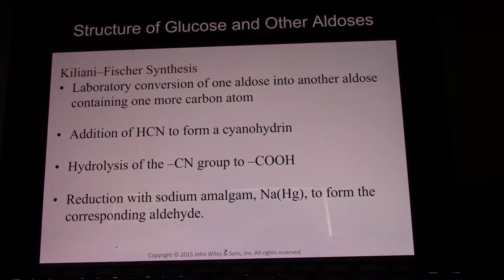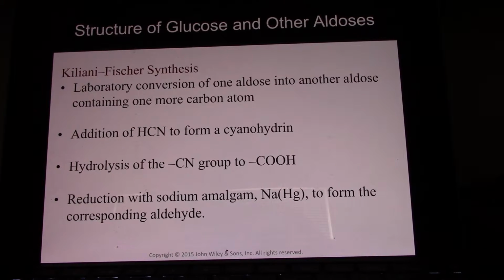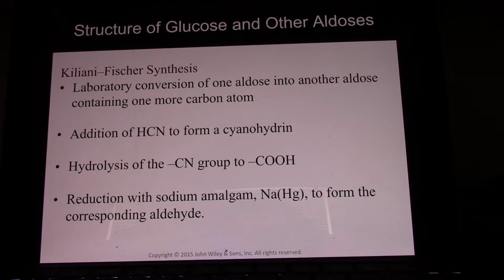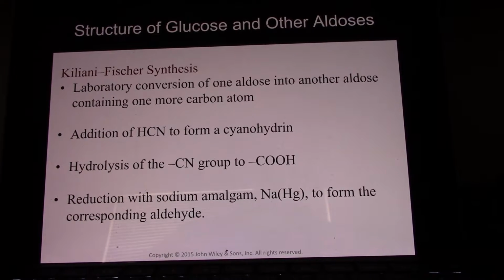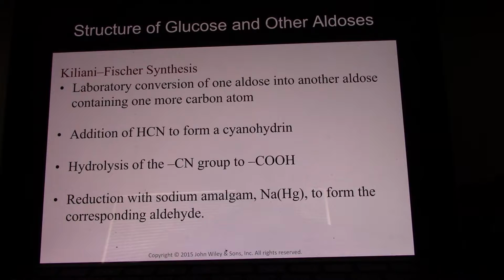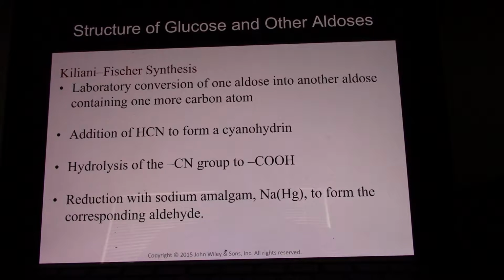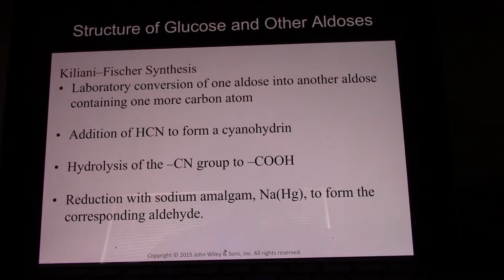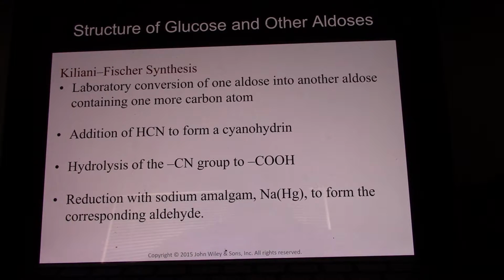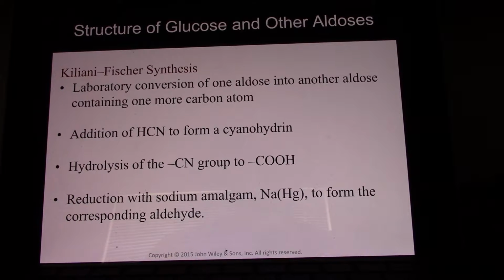Kiliani-Fischer synthesis is a laboratory conversion of one aldose into another aldose containing one more carbon atom. And so here we use hydrogen cyanide to form a cyanohydrin and hydrolyze the nitrile group to a carboxylic acid group. And then we can reduce that carboxylic acid group with a sodium amalgam to form the corresponding aldehyde. Hydrogen cyanide, while super toxic, is a lot of times for an organic chemist the absolute easiest, most convenient way to add one single carbon to a molecule, which is why it's used.